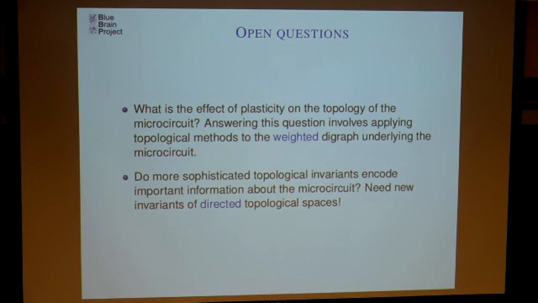Also, we're thinking about directed topological spaces here. One problem with what we've done so far is that when we look at this ordered simplicial complex associated to a directed graph, and then we compute its homology, you're forgetting the direction. We'd like to be able to retain this direction in a better way. We've looked at various invariants of directed topological spaces, and we haven't really found one that is both computable and really reflects the direction, and therefore the dynamics of the network, in a good way. So this is new theory that has to be developed.